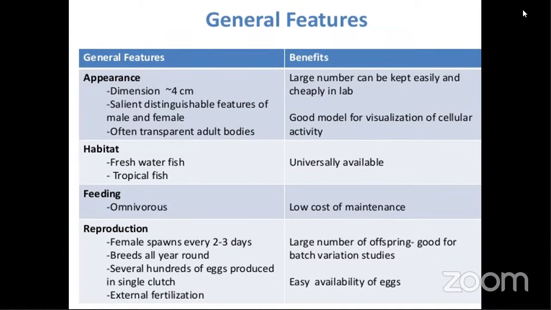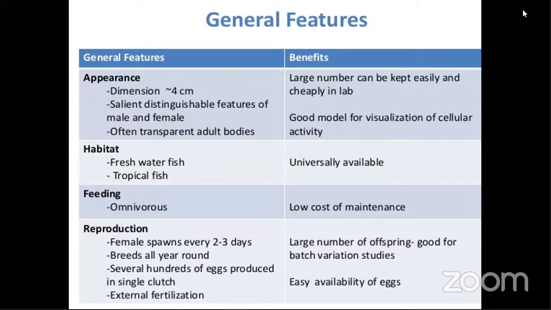Dimension is nearly around 4 centimeters. Distinguishable features of male and female. Often transparent adult bodies will be present. What is the benefit of this particular thing? It means a large number can be kept easily and cheaply in the labs. For example, if we are using mice or rats, in a cage we can use only 6 animals, but in a bowl we can maintain 50 zebrafish, right? So that's the reason we are calling it that. A large number can be kept easily and cheaply in labs.